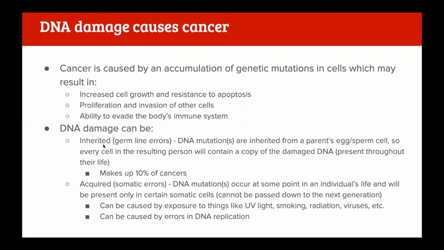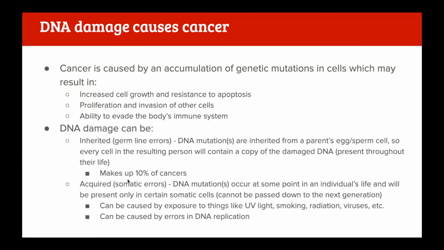So DNA damage can be inherited, which is what we call germline errors. This is when DNA mutations are inherited from a parent's egg or sperm cell. So every cell in the resulting person will contain a copy of the damaged DNA. This is present throughout their life, and it makes up 10% of cancers.